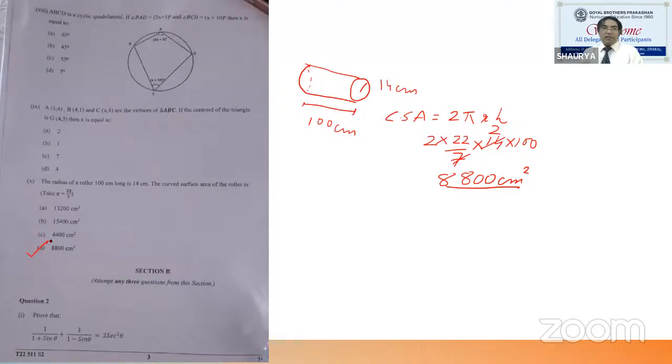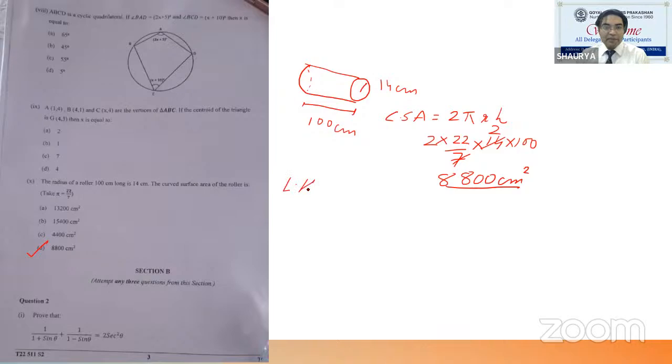Okay. So I hope we are done with section A here, which comprised 10 multiple choice questions. Let's turn ourselves to section B. Let's first talk about question 2. It's a simple trigonometric identity using basic algebra. We are asked to prove that 1 upon 1 plus sine theta plus 1 upon 1 minus sine theta is equal to 2 sec square theta.